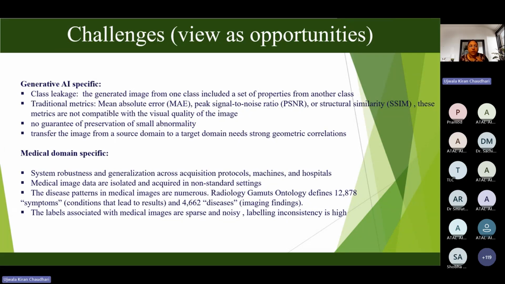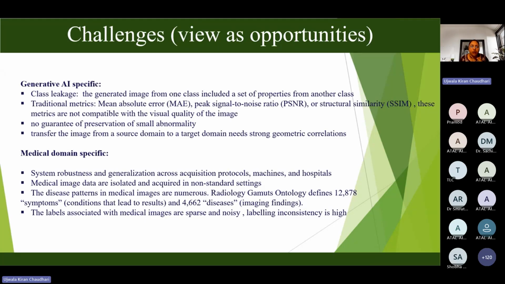Then yeah, when we generate the data, generation probably will not preserve the small abnormalities, so we may miss out on that kind of data. Those are the AI domain specific challenges.